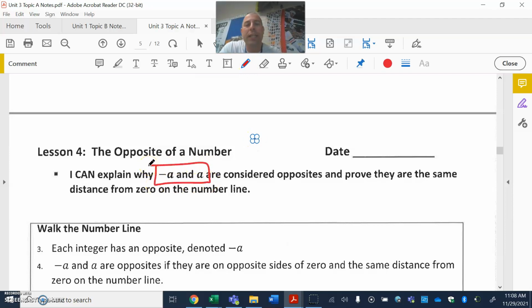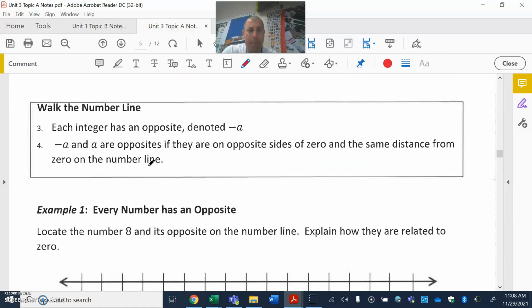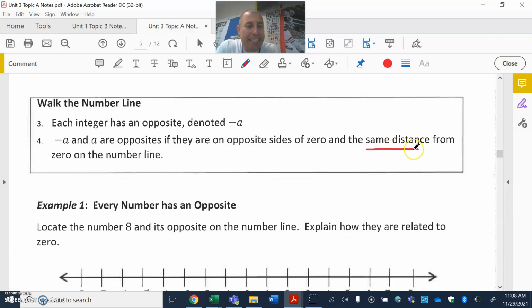So there's your negative sign there. Negative A and A are considered opposites. If they're the exact same number, in this case we're calling it A, but one's positive and one's negative, they're referred to as opposites. So 8 has an opposite. There's a positive 8, there's a negative 8. Negative 12 has an opposite, the positive 12 that goes with it. And the big thing here is this: they are always going to be the same distance from 0 on a number line.